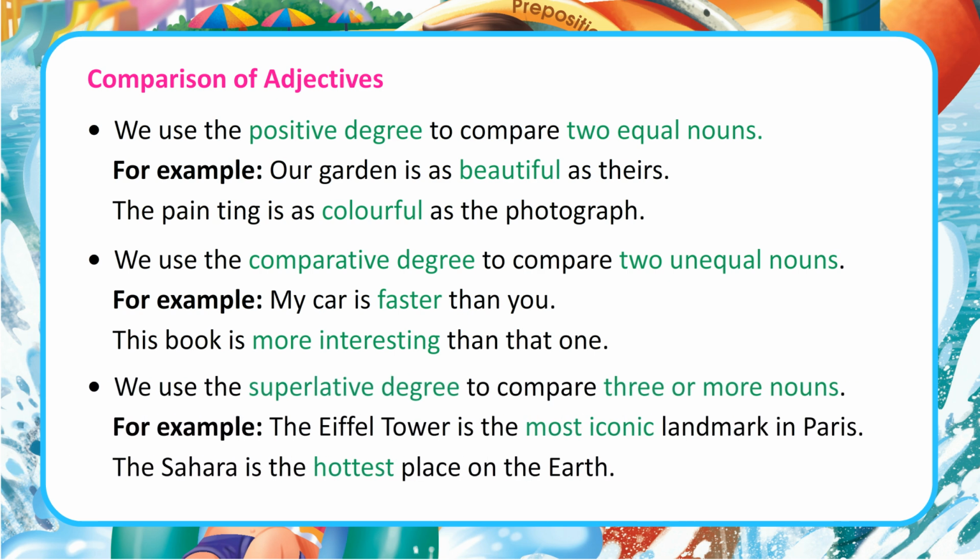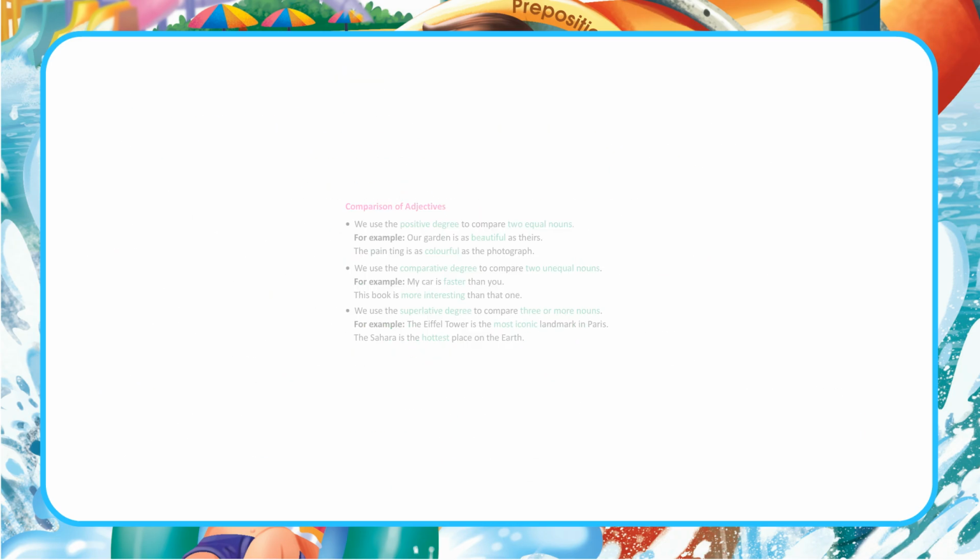We use the superlative degree to compare three or more nouns. For example, the Eiffel Tower is the most iconic landmark in Paris. The Sahara is the hottest place on the earth.